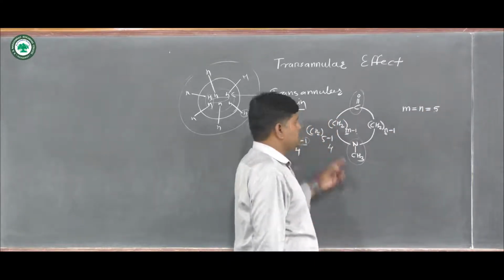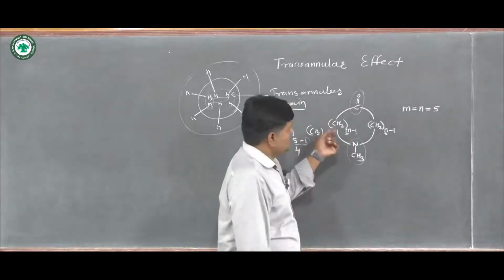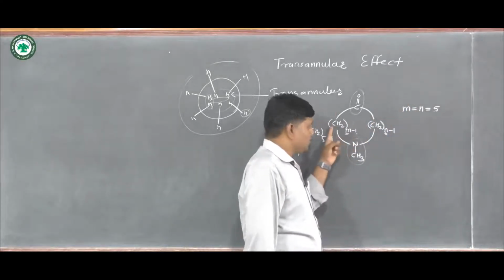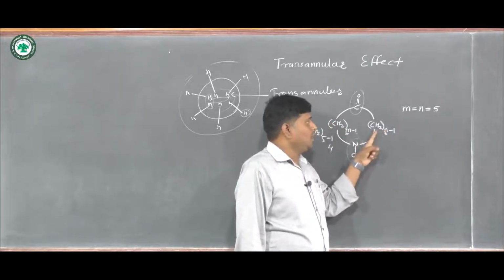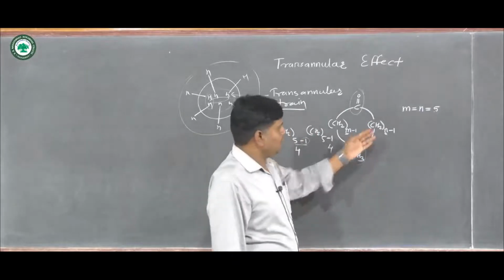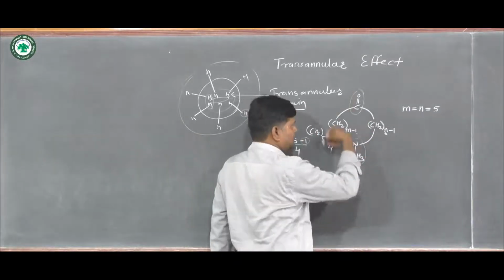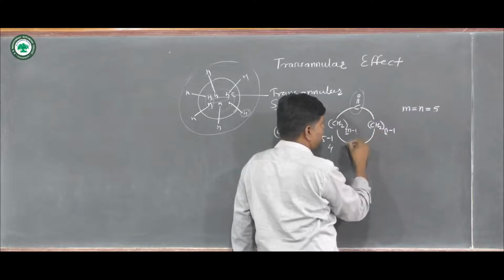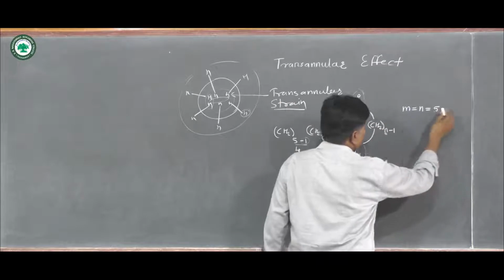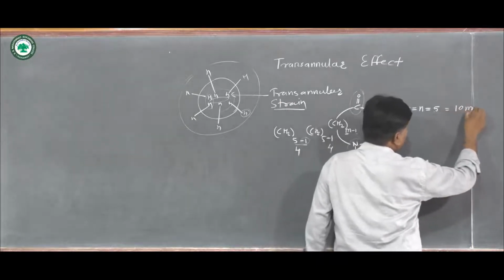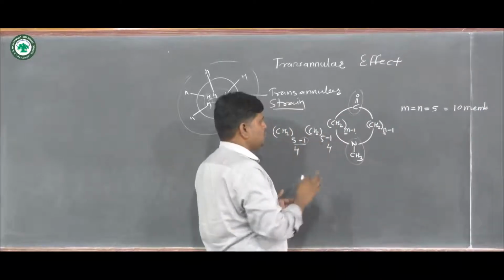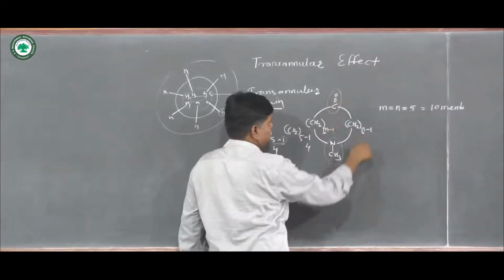And what is the number of CH2 groups in that system? Here M-1 means 5 minus 1, 4. 4 is the number of CH2 groups, and N is also 5, and here we write N-1, 4 CH2. So the total number of atoms present in this ring system, or the size of that ring, is 10-membered. So in this case we write 10-membered ring system.